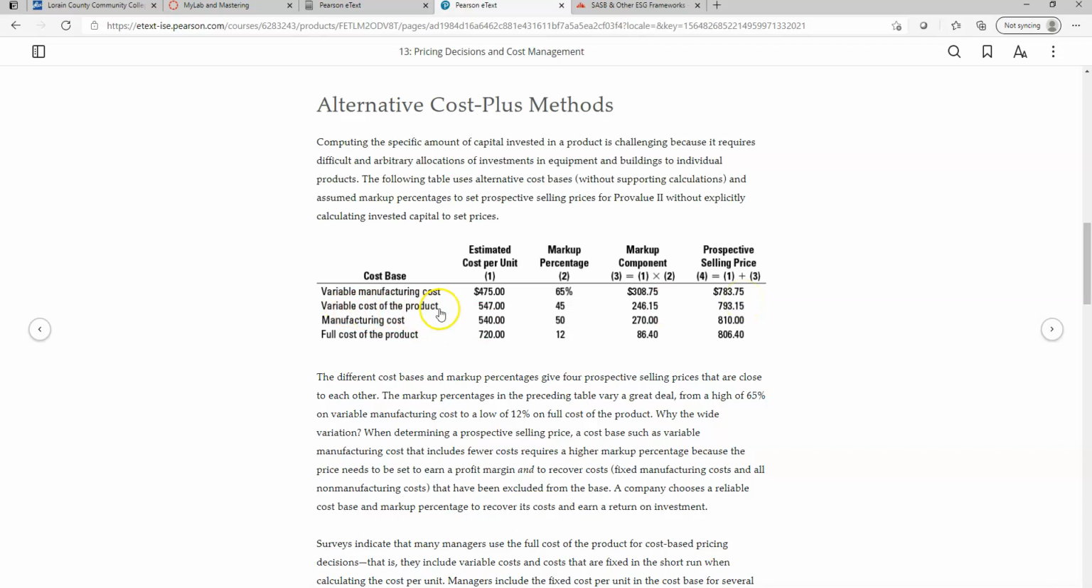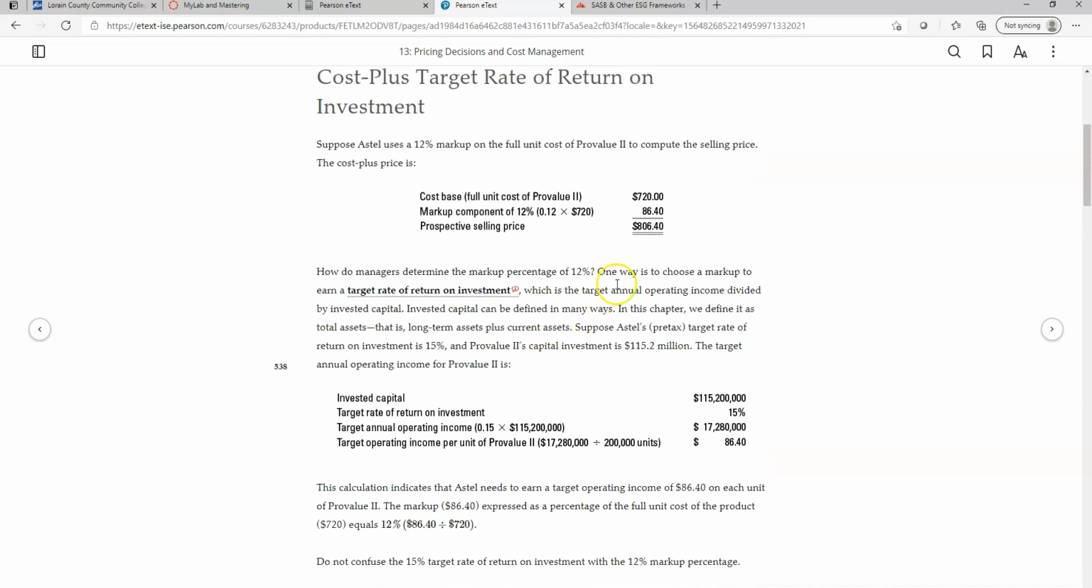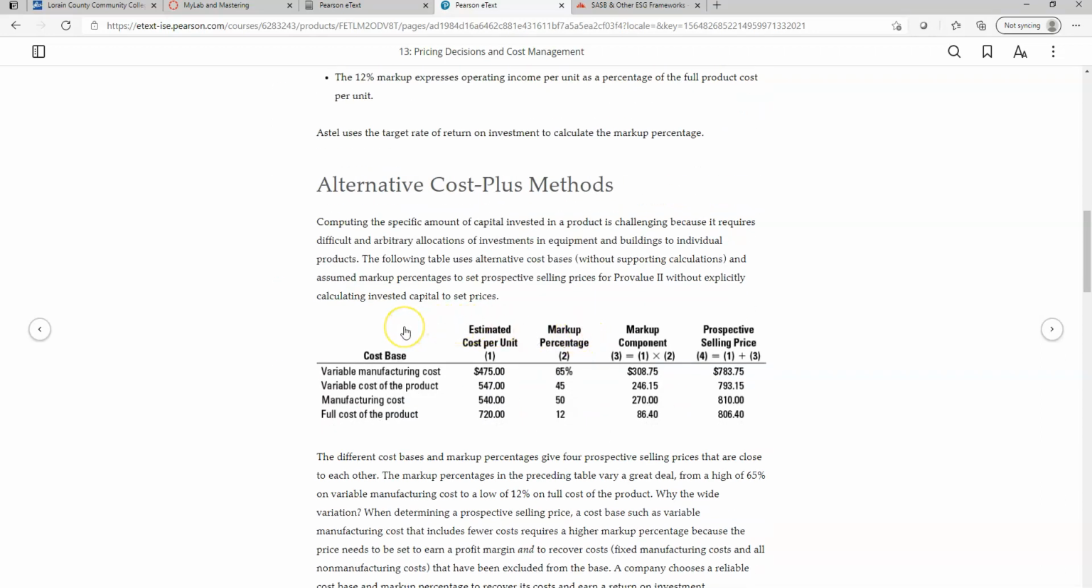What about the variable cost of the product? That's not only my variable manufacturing cost, but my variable selling and administrative cost. What if that cost was $547 and we decide we want a markup component of 45%? Adding to the $547, 45% of that cost, my markup component is going to be $246.15. So my prospective selling price is going to be $793.15. And then we can base that also on full manufacturing costs: direct materials, direct labor, and variable and fixed manufacturing overhead. And we can also compute that on the full cost of the product, like we did up here, of $720. So those are alternative ways we can use for the cost plus method.